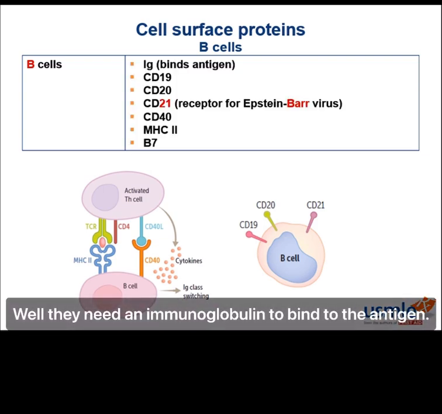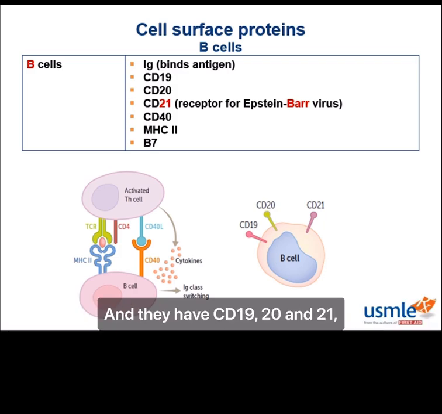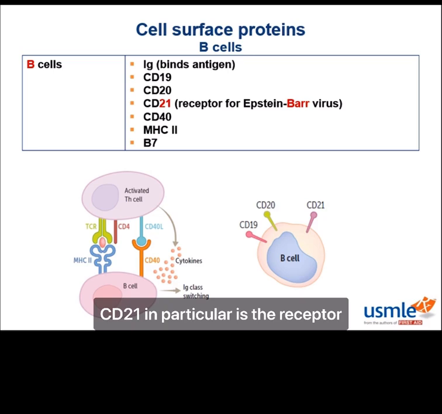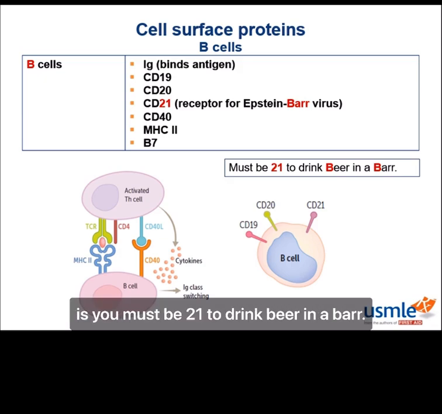So what do the B cells need on their surfaces? Well, they need an immunoglobulin to bind to the antigen, and they have CD19, 20, and 21, which you can see in the image on the right. This is pretty great because it's easy to remember because the numbers are all in order, 19, 20, 21. CD21 in particular is the receptor for the Epstein-Barr virus, and our mnemonic for that is you must be 21 to drink beer in a bar.